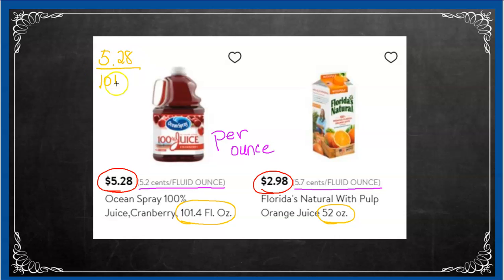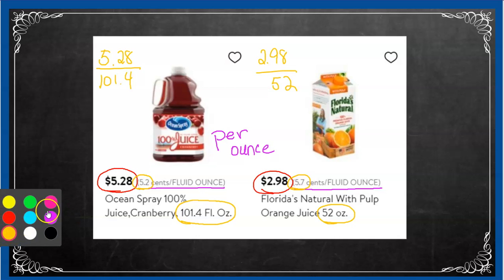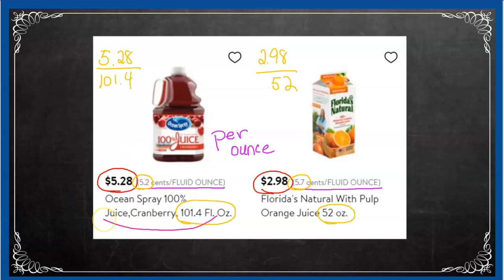528 divided by the 101.4, and they got this 5.2. Same thing over here, the 298 divided by the 52 ounces would give us 5.7 cents per ounce. So the cranberry juice is actually a better deal.